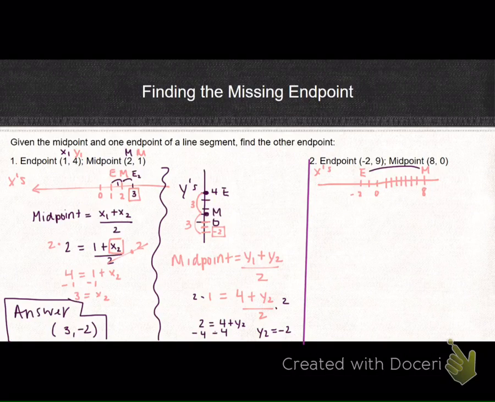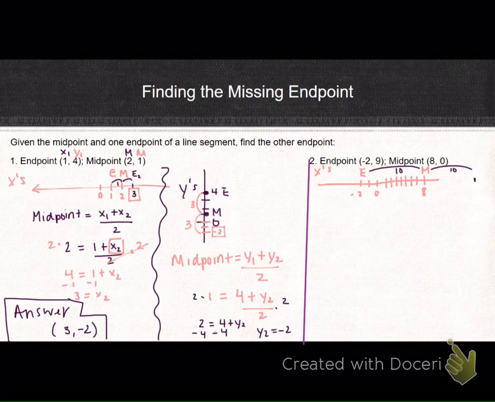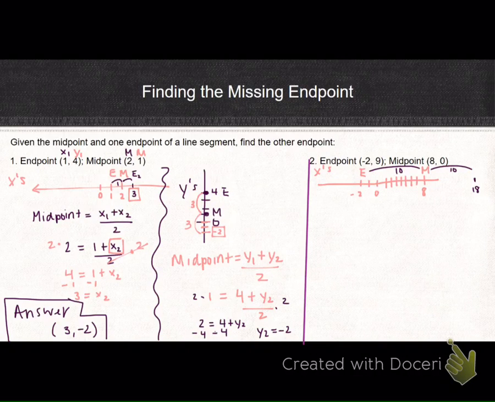So remember, when they're on opposite sides, you essentially just add them together. So where is my other endpoint going to end up if we have to go 10 spaces away? Where is my other endpoint going to end up, Hunter? 18, because that's 10 away from 8, right? So that's for the x's.